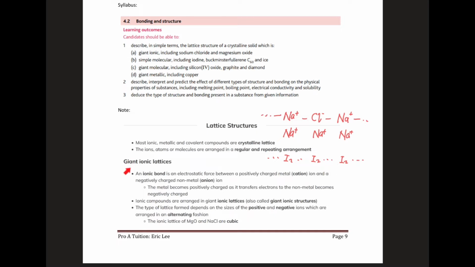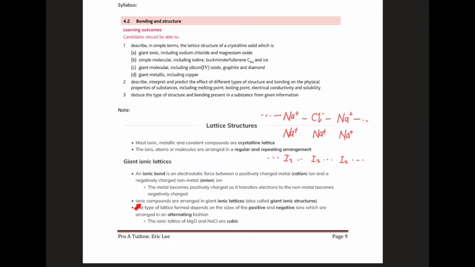We start from giant ionic lattices. So we have an ionic bond between the ions. It's an electrostatic force between a positively charged metal, the cation, and a negatively charged non-metal ion. So these are the ionic bonds. The metal becomes positively charged as it transfers electrons to the non-metal, which becomes negatively charged. Okay, so sodium is giving an electron to the chlorine.